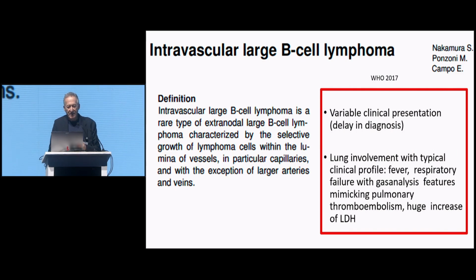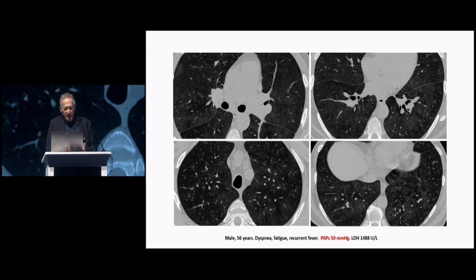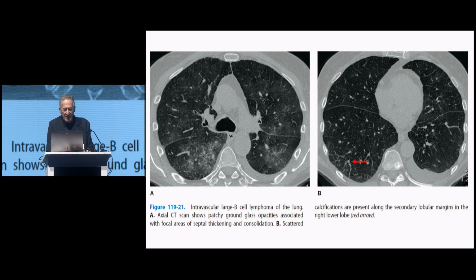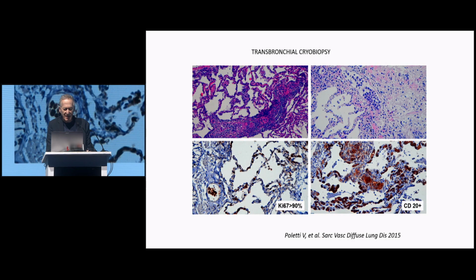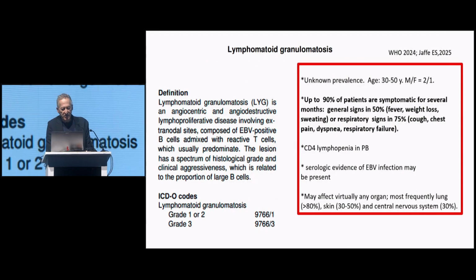Intravascular B-cell lymphoma is another interesting entity, can be confused with thromboembolism or cases of unknown fever. This was a patient with dyspnea, fatigue, recurrent fever, an increase of pulmonary arterial pressure, and this is a red flag, a significant increase of LDH. Another case with subtle parenchymal involvement, and cryobiopsy was absolutely diagnostic. So cryobiopsies can be done also in patients with an increase of pulmonary artery pressure.